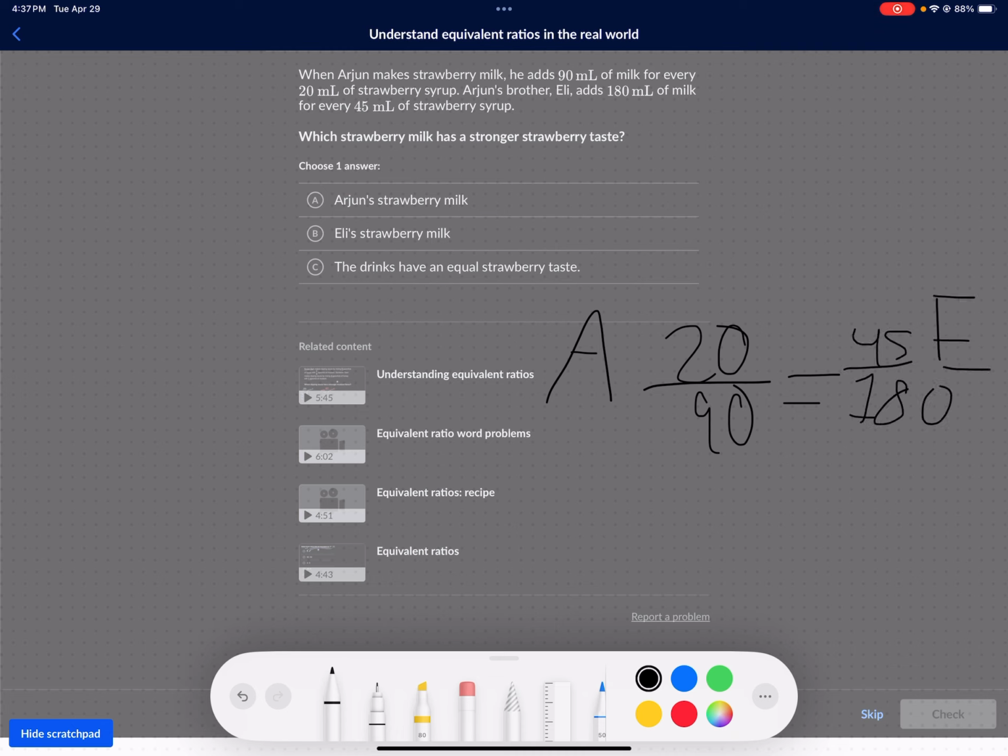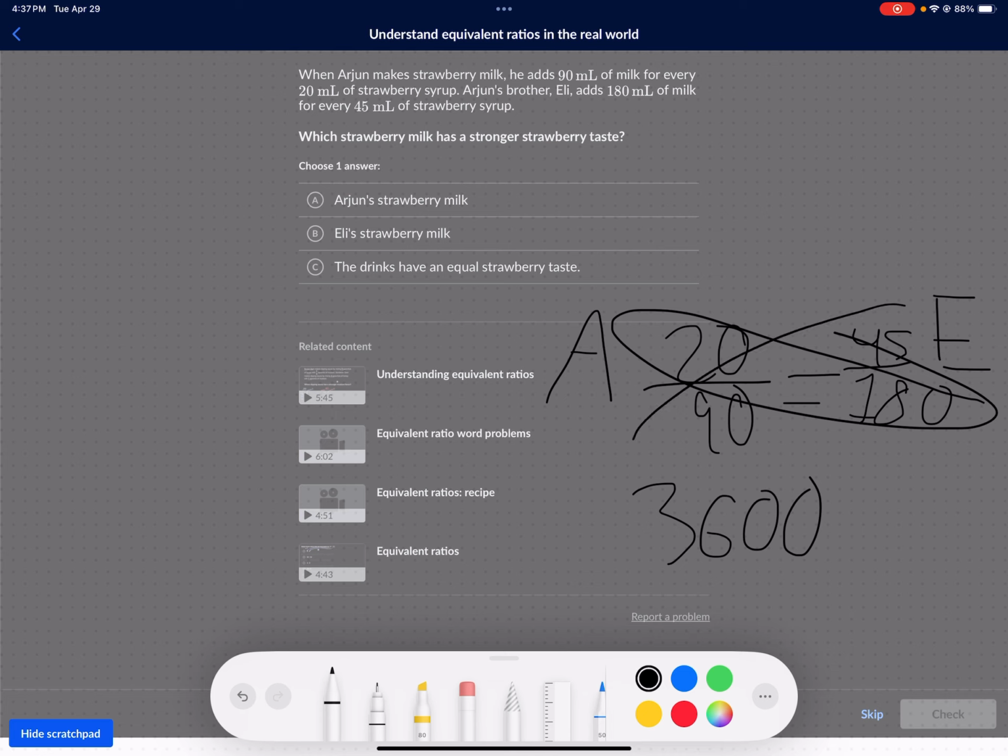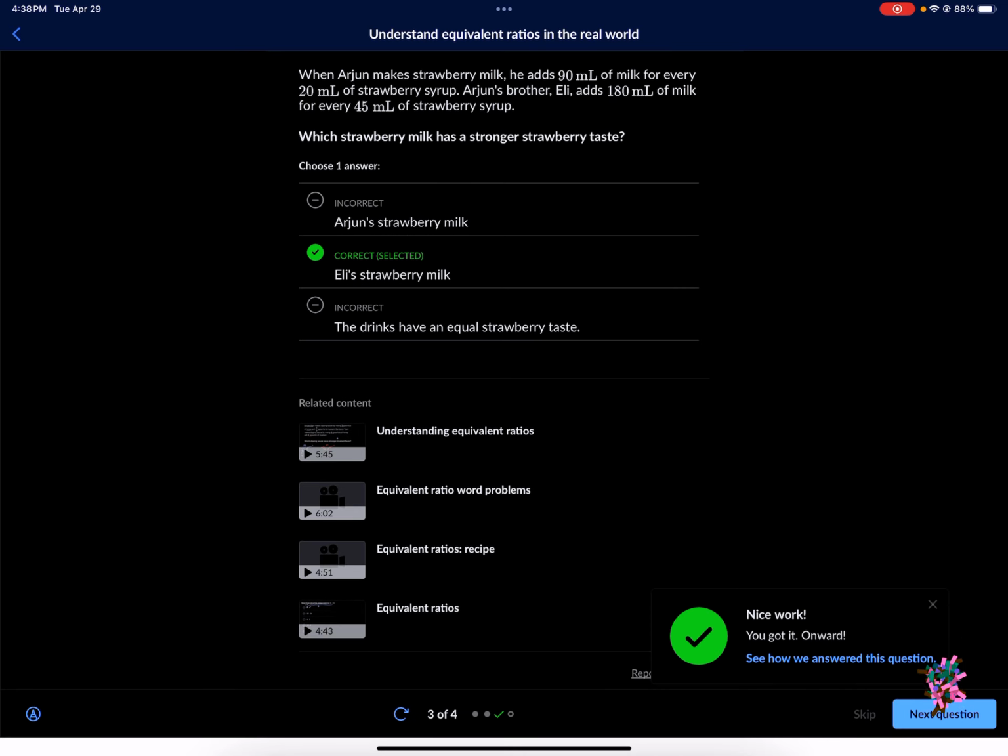So, if we take this number, which is 3,600, and then we take 90 and 45, I'll give you guys a little bit, 90 times 45. And yes, you can call me weak in the comments because I used a calculator. But anyways, yeah, Eli will have a stronger strawberry taste.